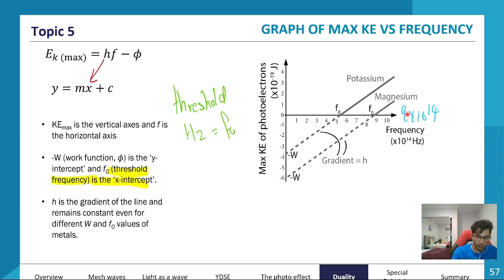So what we say is that the x-intercept is the threshold frequency, and the y-intercept is the work function, so the amount of energy that you need to actually displace the electrons. Putting that together, you get this sort of line, which is just a simple linear line.